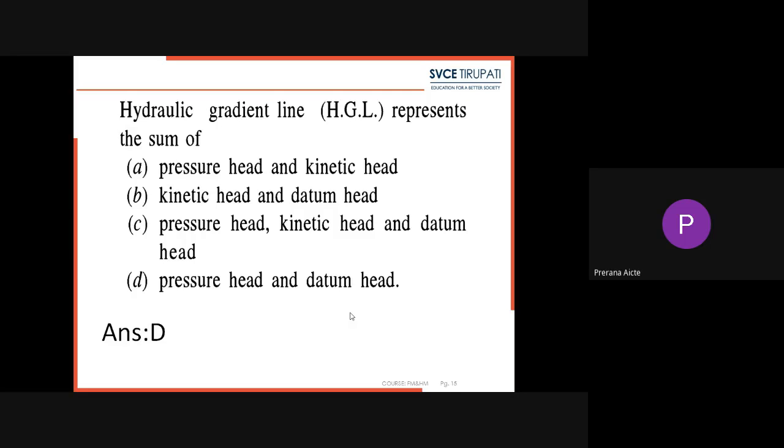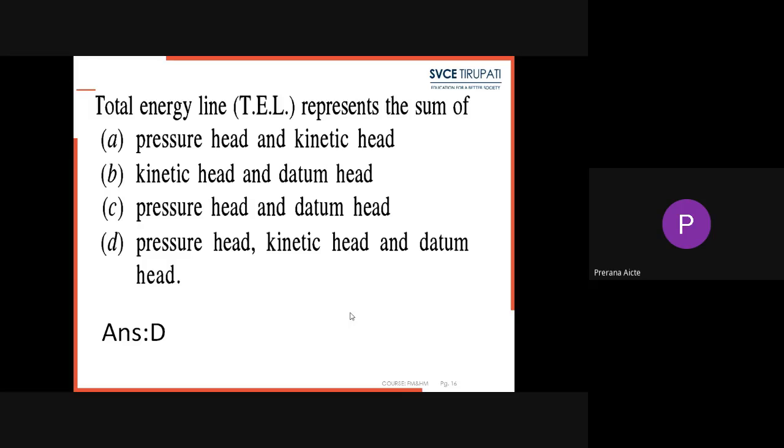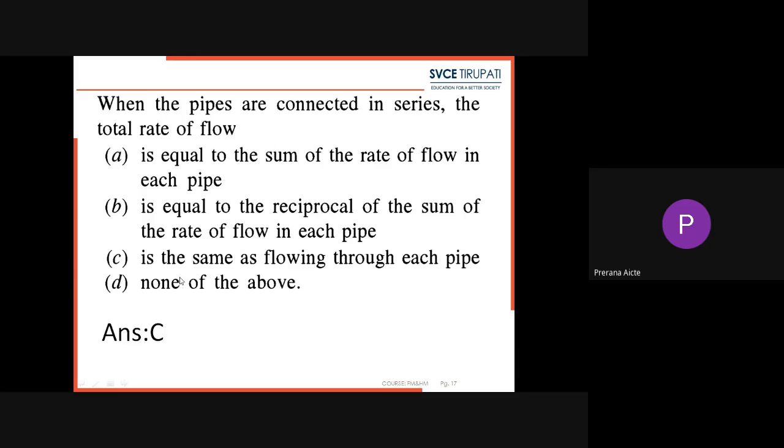Then another question. The hydraulic gradient line, HGL, represents the sum of pressure head and datum head only. Only for the total energy line do we get all the heads: pressure head, velocity head and datum head. But for the hydraulic gradient line, it is the sum of pressure head and datum head. So the total energy line represents the sum of pressure head, kinetic head and datum head.